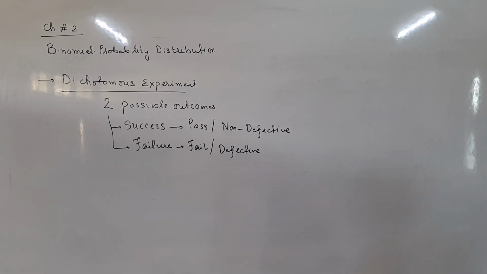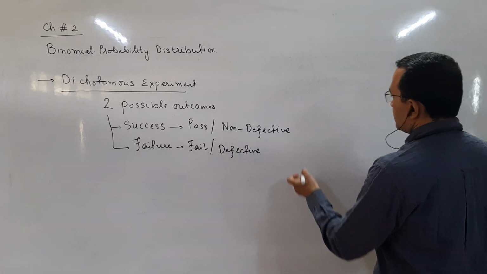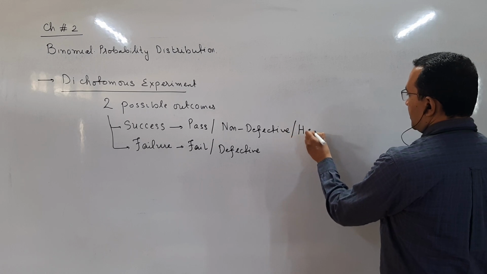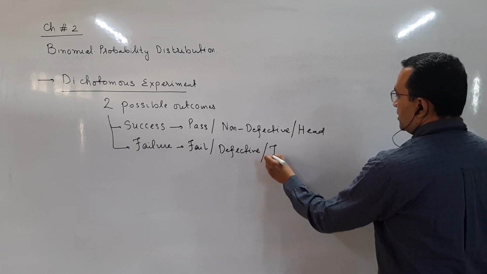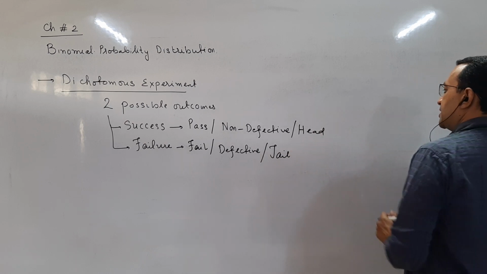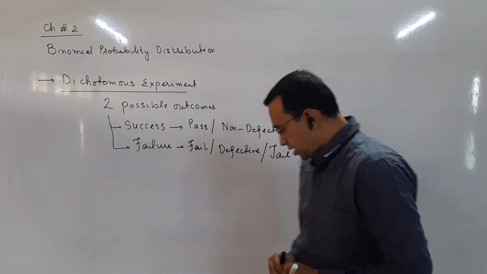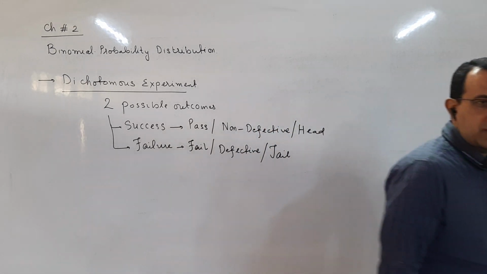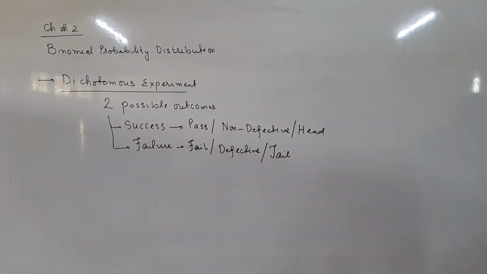Again, I can say, tossing the coin is also a dichotomous experiment. Let us suppose getting a head is success and getting a tail is failure. You can even take tail as success and getting head as failure. It is up to you. But out of two outcomes, one outcome we have to name as success, another outcome we name as failure.